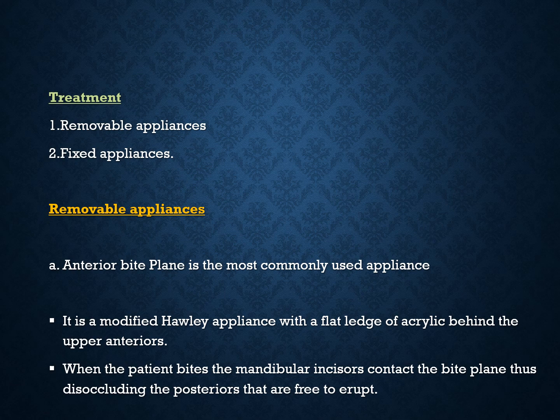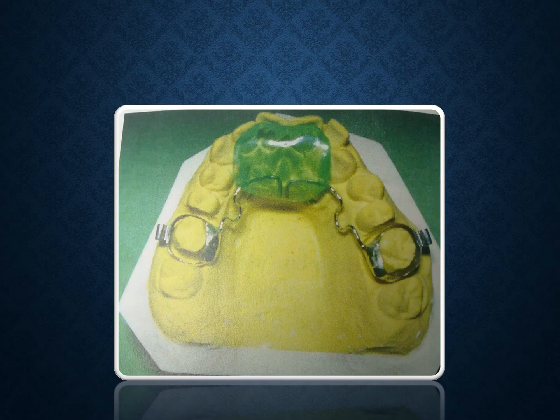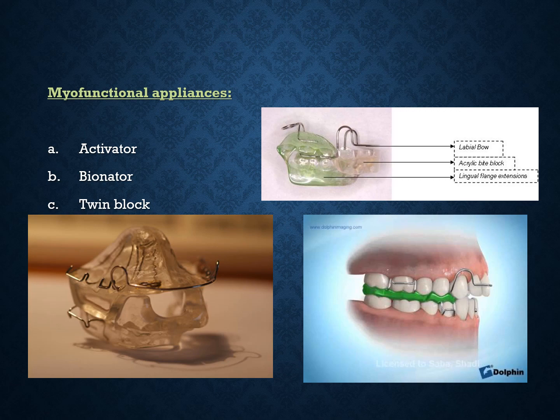Now, treatment of deep bite can be divided into removable and fixed appliances. In removable appliances, a bite plane is the one that we most commonly give in treating the deep bite. Basically, it is a modified Hawley appliance with a flat ledge of acrylic. Let me show you a picture. So it is a modified Hawley appliance, where you have an acrylic plate here, a plane. It is called a bite plane, and this is called the molar band. So this is a fixed one, but you can also have a removable bite plane. Myofunctional appliances are also used, such as the activator, bionator, and twin block.